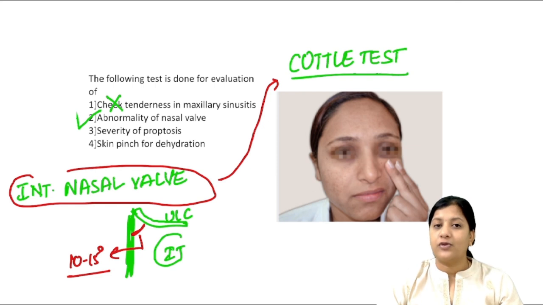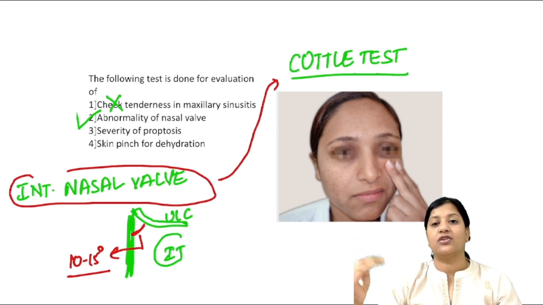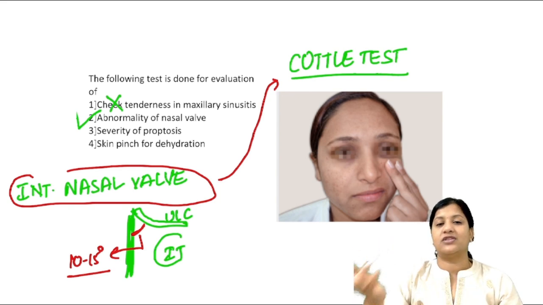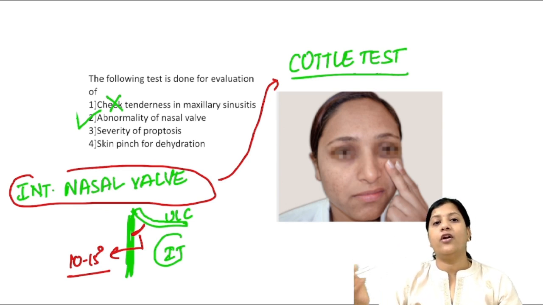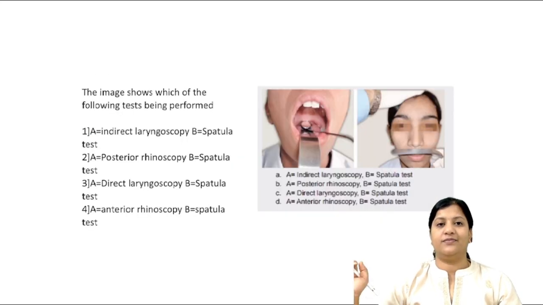For proptosis, you are going to use an exophthalmometer to see how much the proptosis is. And for skin pinch for dehydration, you usually test on the abdomen but not on the face. You will not just press, you will pinch for dehydration. So this is not a test for assessing skin pinch either. Okay, so let's go to the next question.